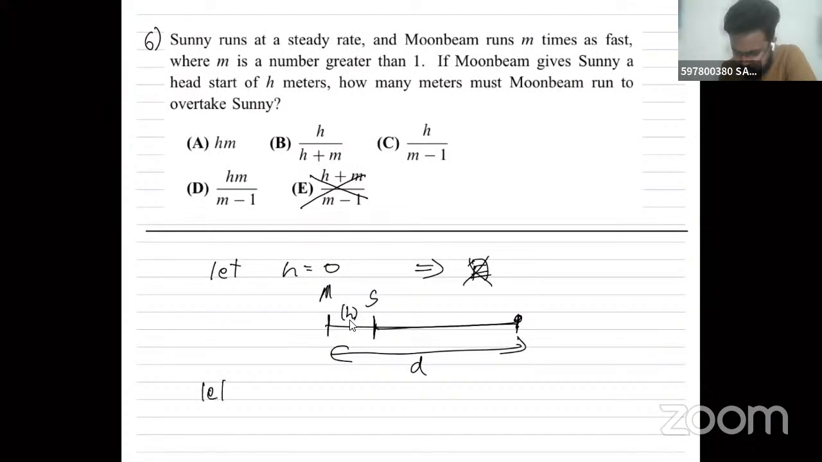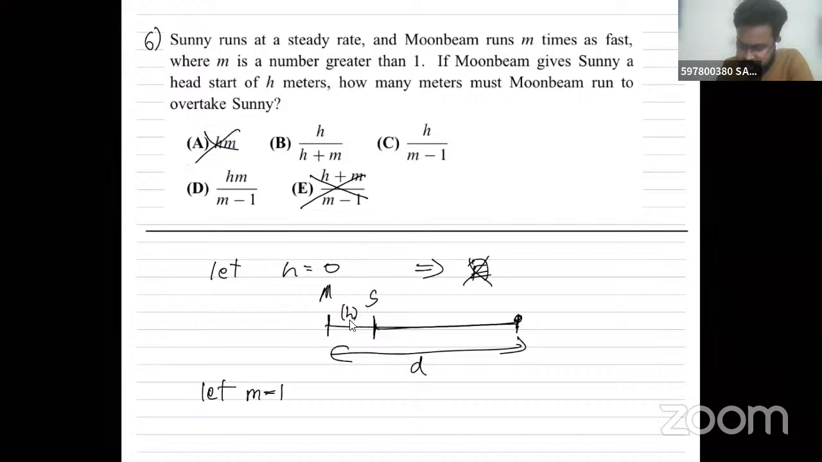Then I'll say let m equal to 1. M equal to 1 is also a nonsense case where Moonbeam and Sunny's speed is exactly the same. But in our equation, when m tends to 1 and there is a finite h, we must get an infinite value. Think about it. If you and your friend have the same speed and that friend of yours is getting a head start of some finite distance, you will never be able to catch up with that guy. Correct? The answer should be infinity. So there should be some sort of zero in the denominator kind of situation. So this way you can eliminate this equation.